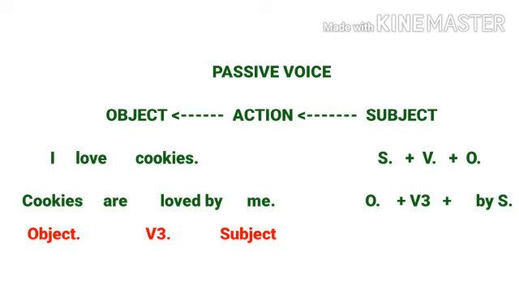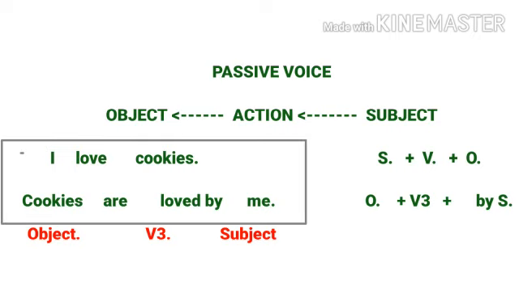I love cookies. Here, the subject I is doing the action and the sentence structure is subject plus verb plus object. But in a passive sentence, the object takes the place of the subject and the subject takes the place of the object with the word by added to it, and the structure will be object plus third form of the verb plus by and subject. If I convert the sentence I have just discussed, it would be cookies are loved by me. Here, cookies is the object, love is the third form, and by me is the subject. Cookies are receiving the action of love by me.